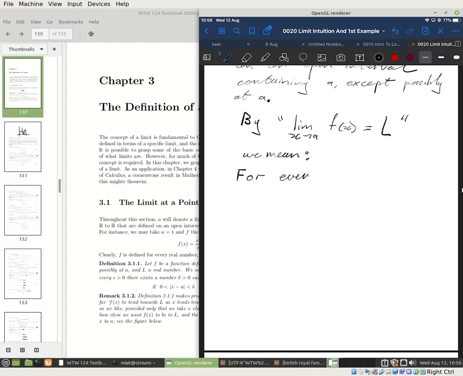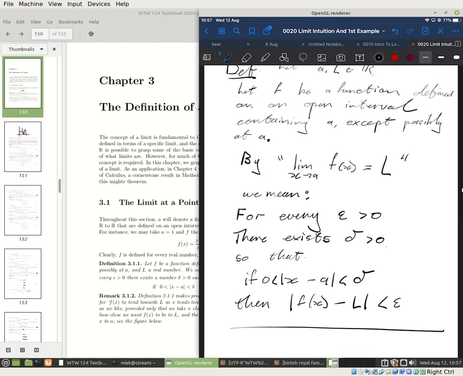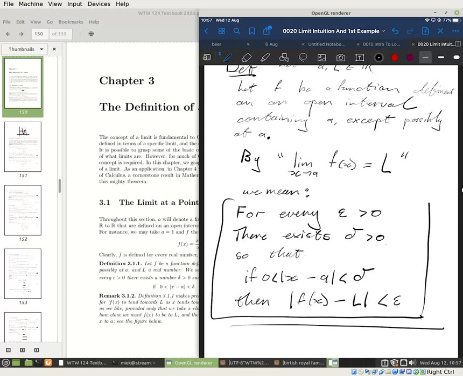For every epsilon greater than 0, there exists a delta greater than 0, so that if x is within a delta distance of a, then the function values f of x is within an epsilon distance of L. So here we have the definition of this limit.